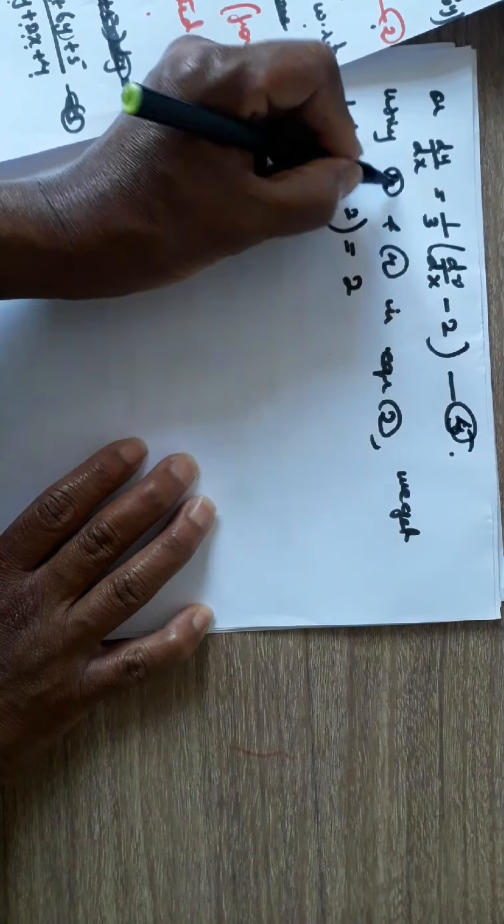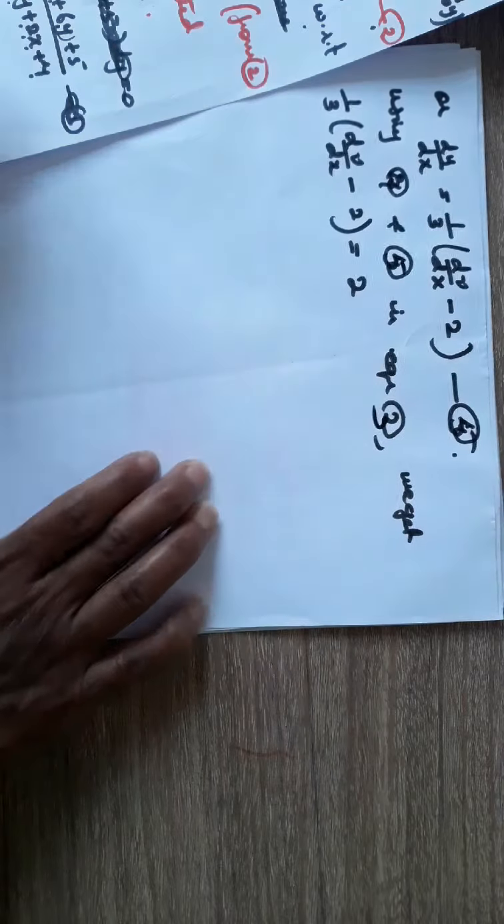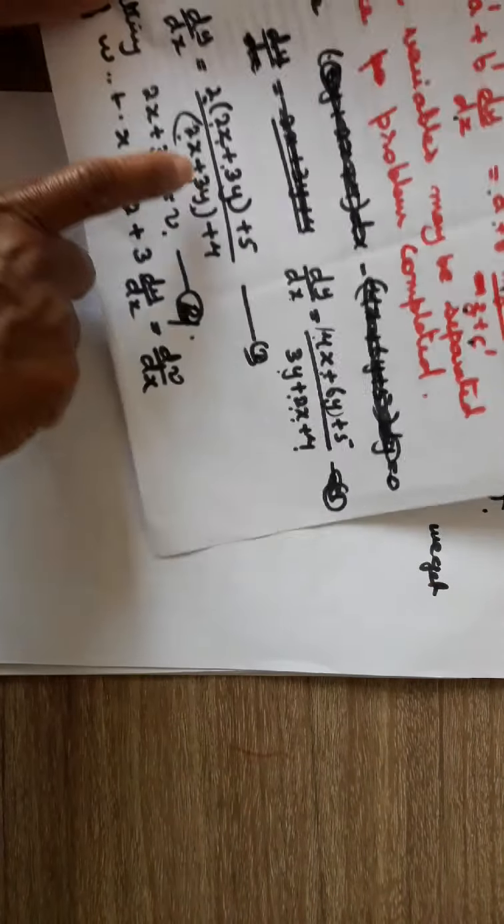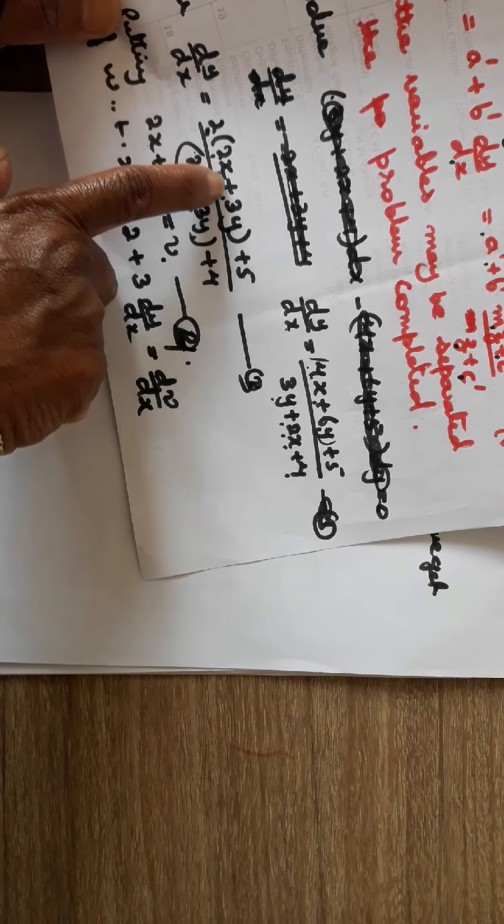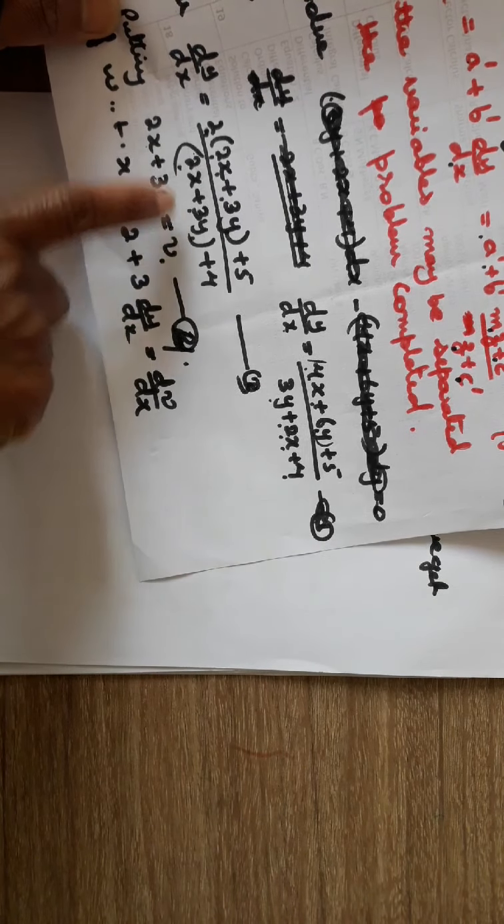So using 4 and 5 in 3, here we have 2 into (2x plus 3y), replace it by v, and 2x plus 3y in the denominator also replace by v.